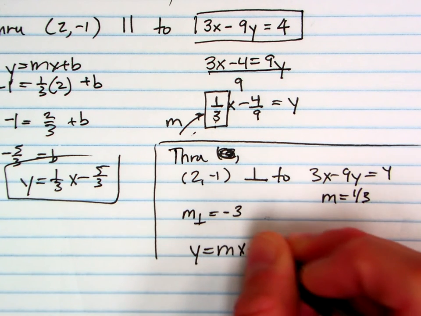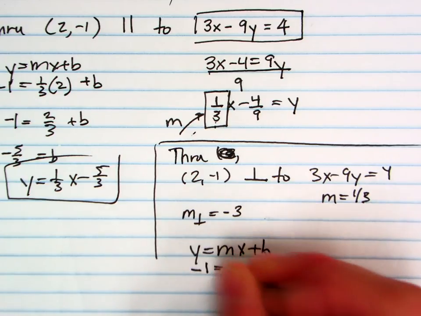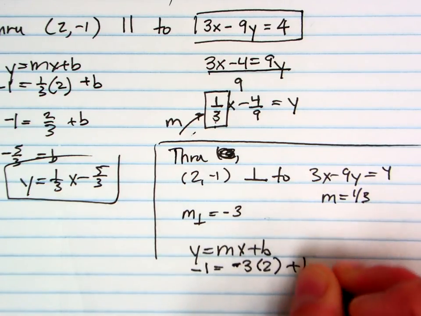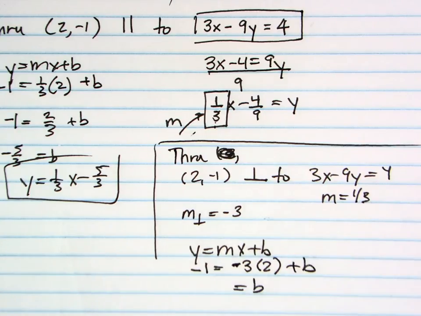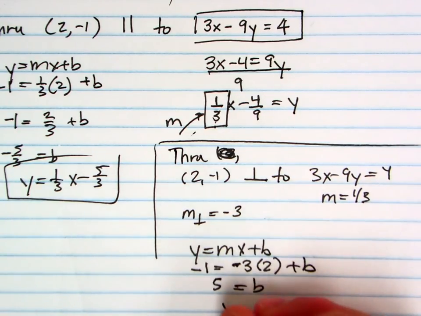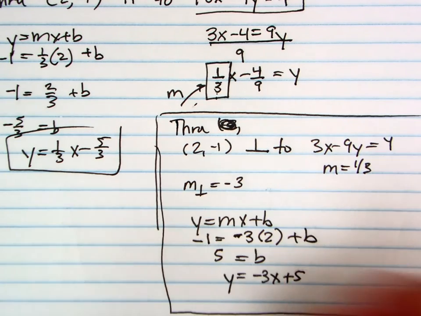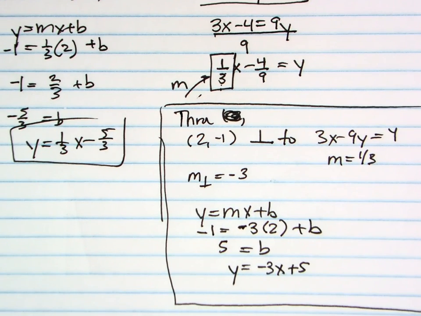And then I do the same thing. Y equals mx plus b. -1 equals -3 times 2 plus b. So I do -1, and then I add 6, so I get b equals 5. So that's parallel and perpendicular. You need a slope and you need a point.